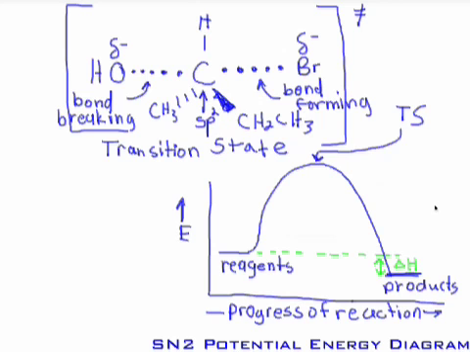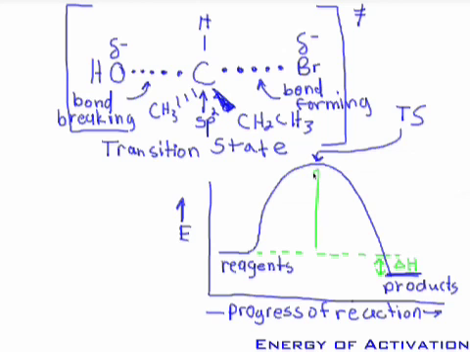When the two groups are both fighting over this 2p, you have a 5-coordinate transition state, 5 groups around it. There's too much electron density around the carbon. This is real high energy. It does not last long. In fact, this energy is often called the energy of activation, EACT.